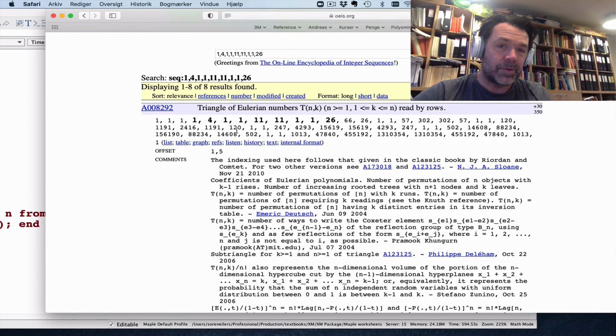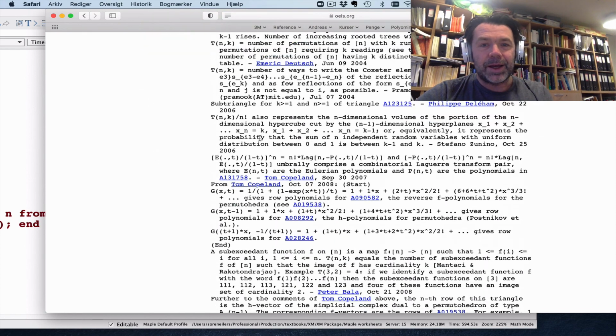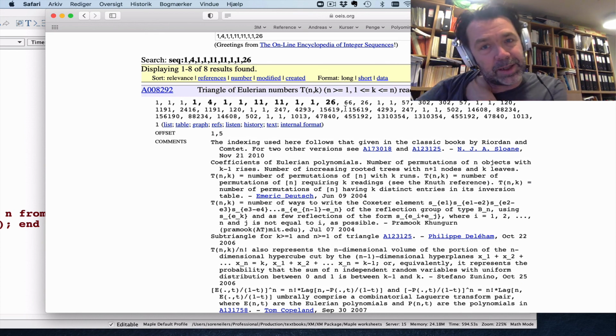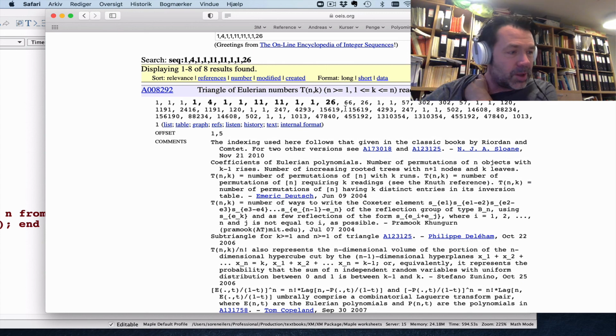It's the triangle of the Eulerian numbers, Euler's numbers, and they somehow have a nice combinatorial description, so it seems very likely that this is the thing that comes up. So that in fact is also a true statement. This is proved by Diaconis and a co-author.